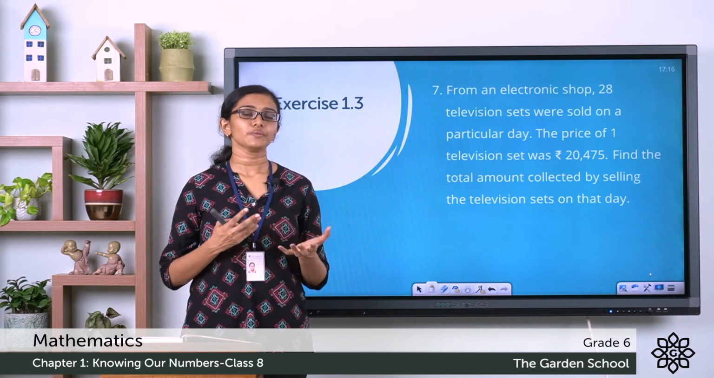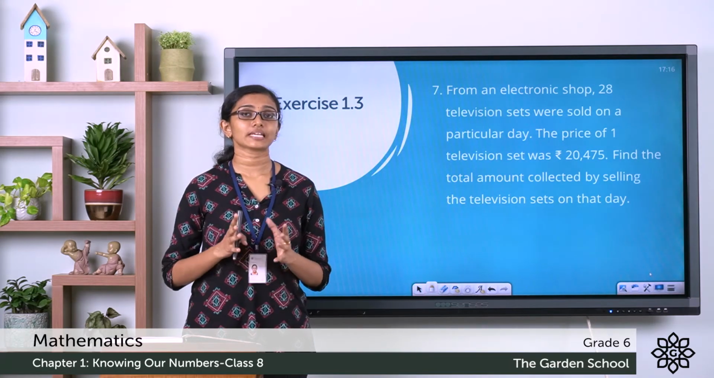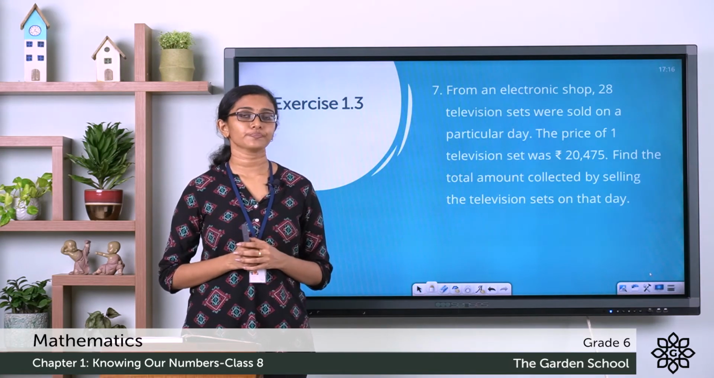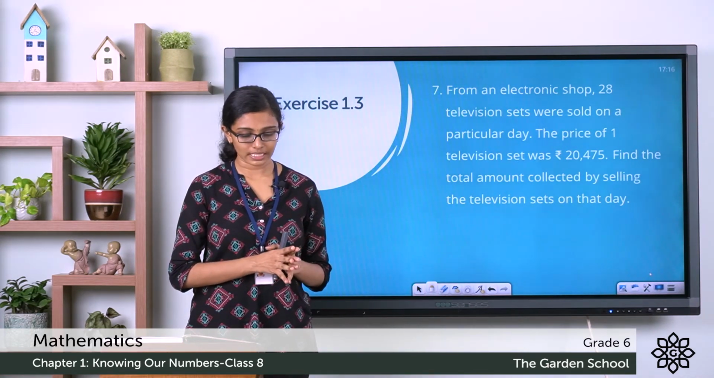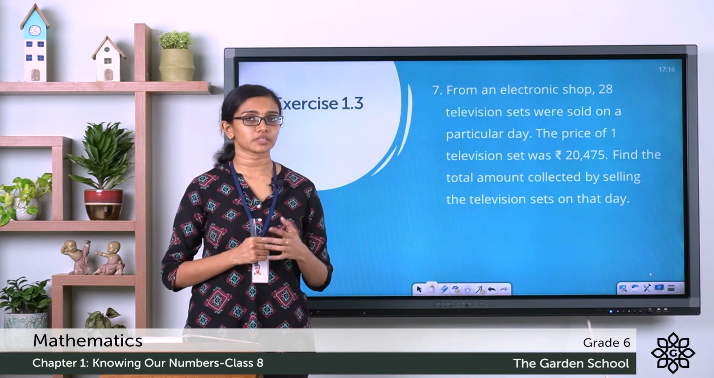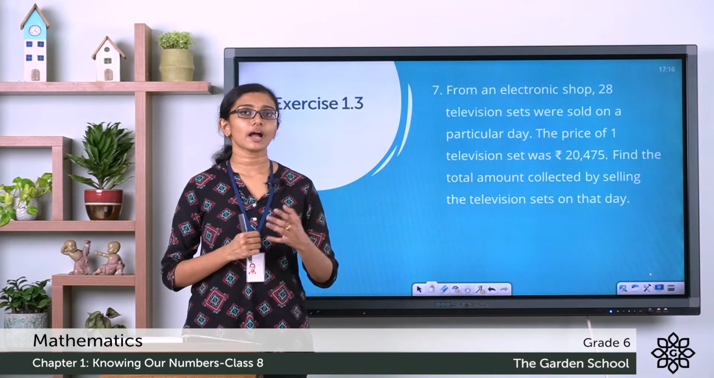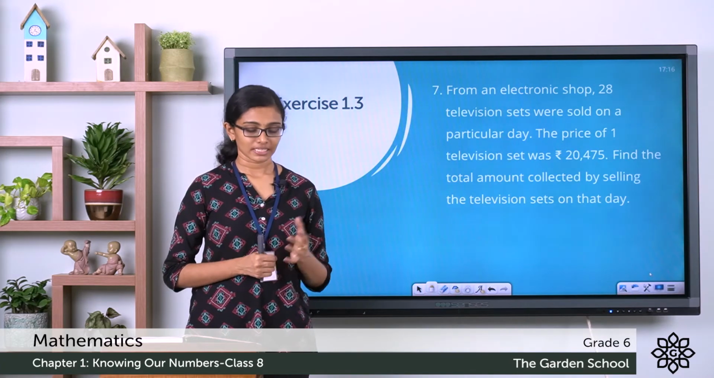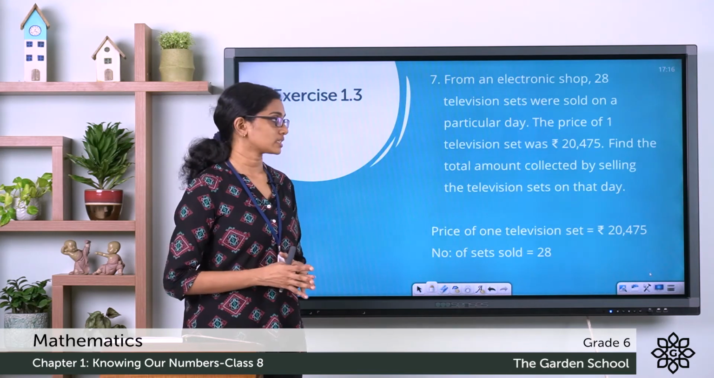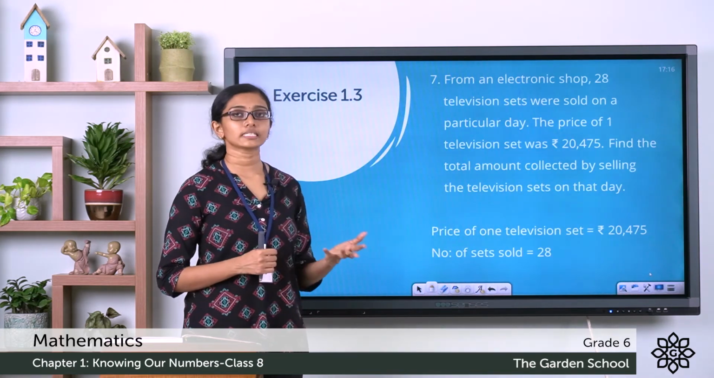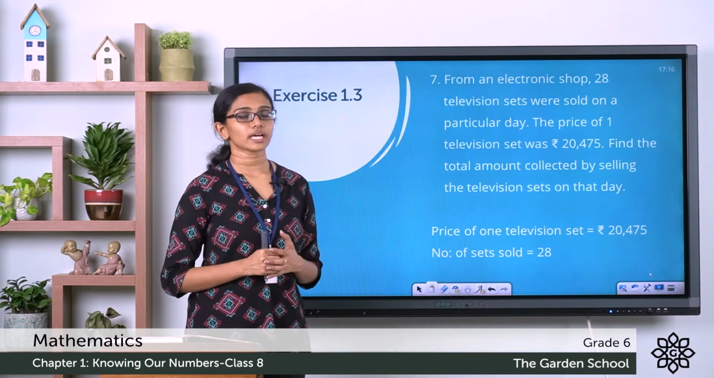20,475. Now, how do we find out the total amount collected by selling these 28 television sets on that particular day? You see, we have to add this 20,475 28 times, right? Same number added repeatedly, which means it is multiplication. So, let's see the steps. The price of one television set is given in the question as 20,475 rupees, and 28 sets were sold on that particular day.